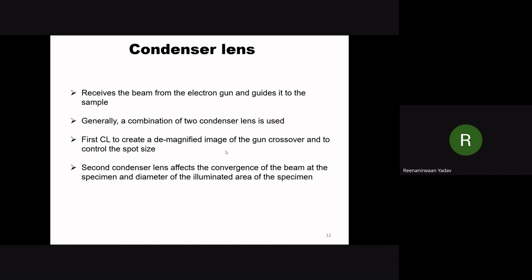The first condenser lens, or we also call it spot size, creates a demagnified image of the gun crossover and controls the spot size. The second condenser lens affects the convergence of the beam at the specimen, and the diameter of the illumination area on the specimen can be controlled by it.